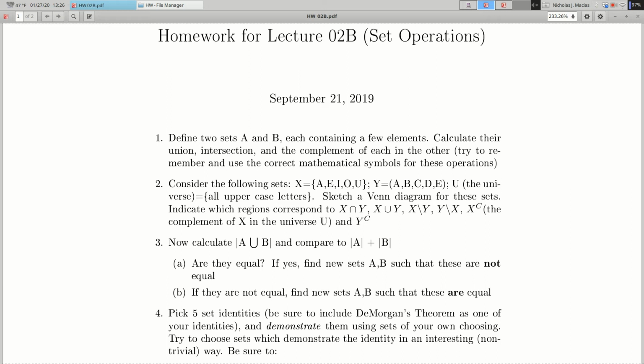Okay. Question 2, we've got 2 specific sets, X and Y, and U is a set of all uppercase letters, and play around with some Venn diagrams. Right, sketch a circle to represent X, one to represent Y, and then figure out which regions are the intersection, the union, and so on and so forth. So just practicing with that. And then for those same sets, A and B that you used in one, calculate the size of the union, calculate the size of A plus the size of B, and follow those instructions.